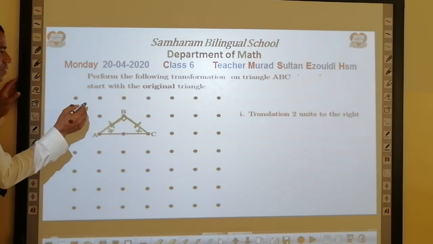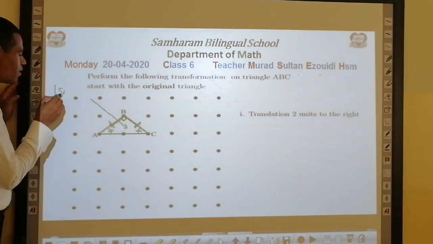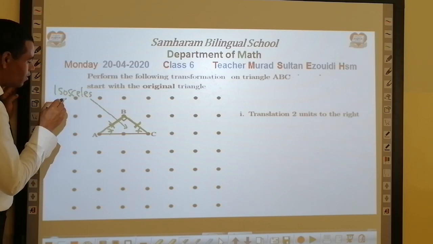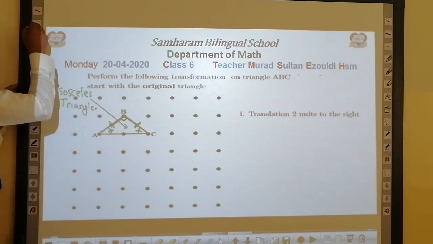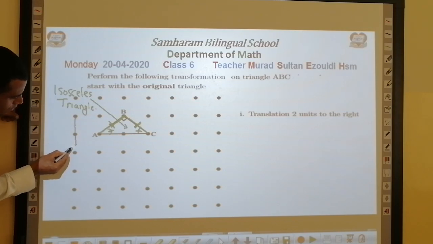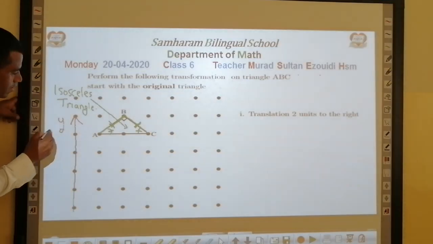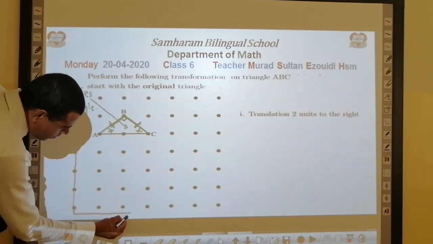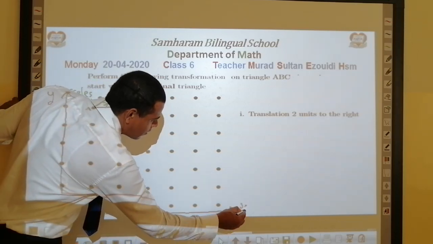The question is, what is this one, my kids? An isosceles triangle. Now, let's suppose that this is the y-axis, and this one is the x-axis.